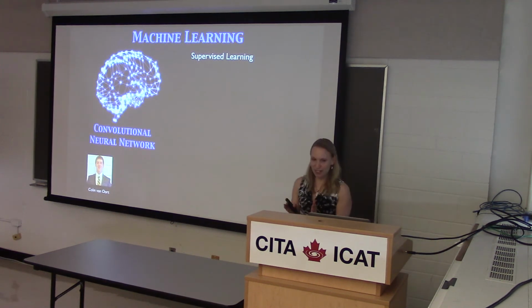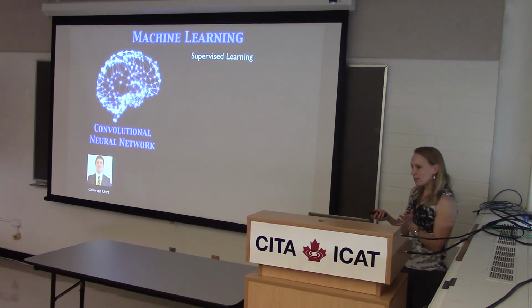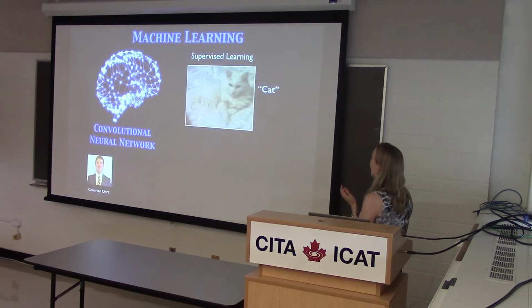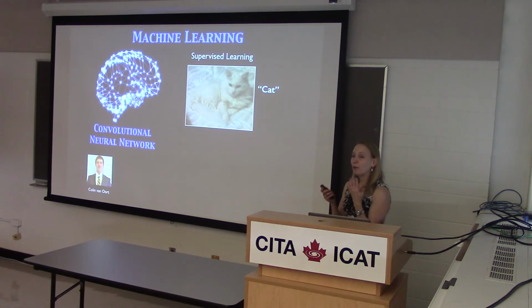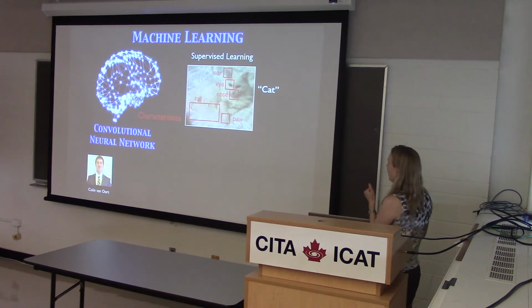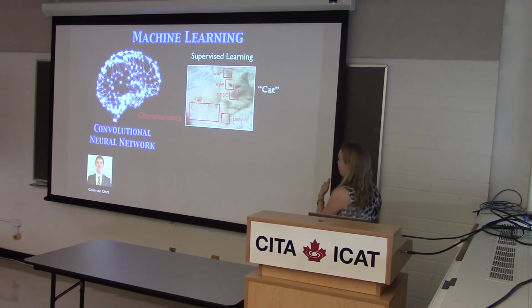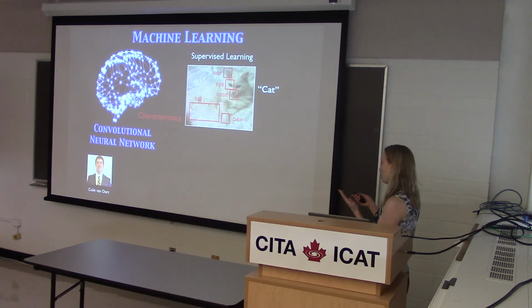Let me give an example of how this works. Suppose that you have an object. Let's call it a cat. If I ask you guys, why is this a cat? You would say, oh, well, it has these characteristics. It has an ear, it has eyes, nose, a tail, and a paw. So, good.